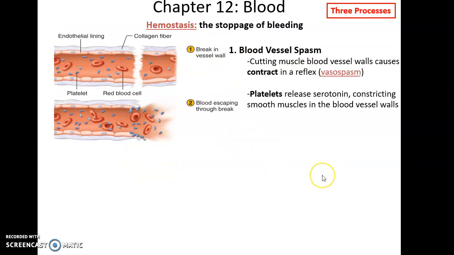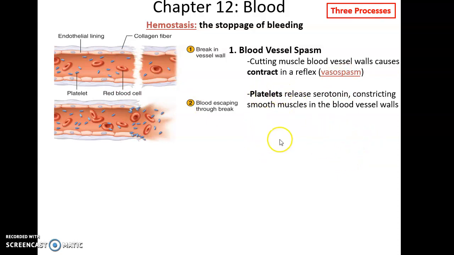Hemostasis, stopping of bleeding. Well, this is a three-part process. First off, you have your injury. The blood vessel is damaged. So when the blood vessel is damaged, you get a blood vessel spasm. The muscular tissue within the blood vessel will contract. This is a reflex called a vasospasm, constricting some of the blood from flowing through the damaged blood vessel.